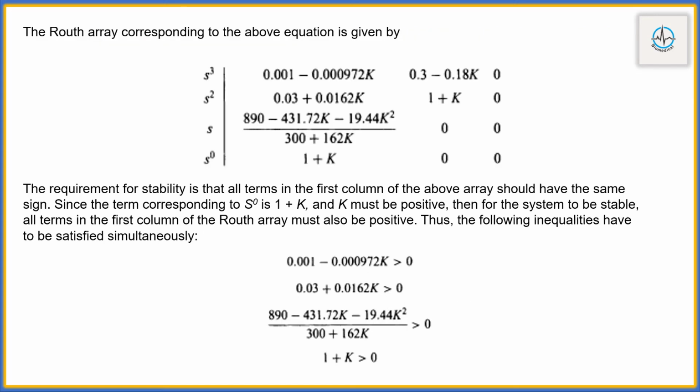From the equation that we have arrived at in terms of s, a Routh array can be constructed. The requirement for stability is that all the terms in the first column of the above array should have the same sign. Since the term corresponding to s^0 is 1 plus K and K must be positive, then for the system to be stable, all terms in the first column of the Routh array must be positive. Thus, the following inequalities have to be satisfied simultaneously.